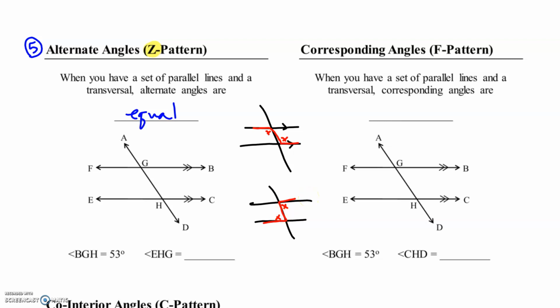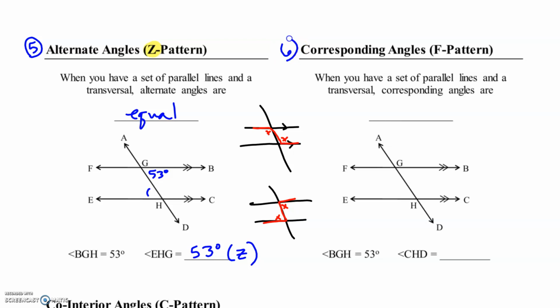Okay, so let's look at what it asks us to find. It says angle BGH is 53. So let's look at BGH. So this is 53 degrees. And they want us to find EHG. So EHG is this angle in here. I know that would also be 53 degrees, and it's by alternate angles, and you can just put a Z after it so you know which theorem it is.